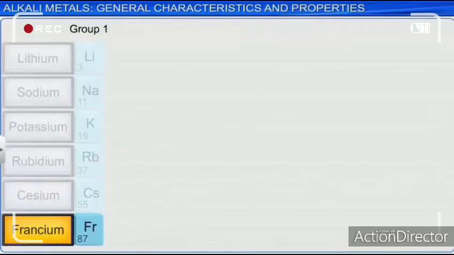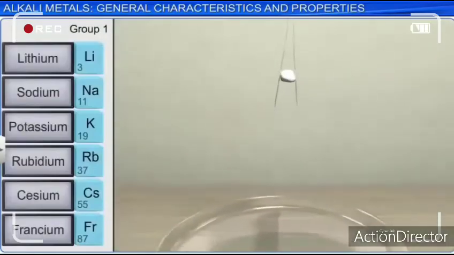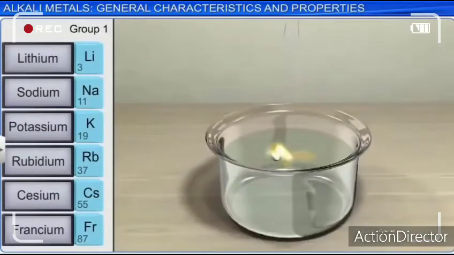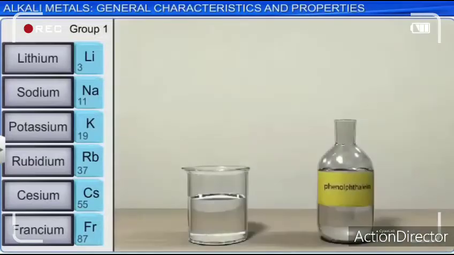Do you know the origin of the group name alkali metals? When group 1 metals react with water, they produce hydroxide (OH-) ions. Hydroxide ions in water produce basic or alkaline solutions. In the presence of phenolphthalein, an indicator, the solution will turn pink as the hydroxide ions formed react with phenolphthalein.